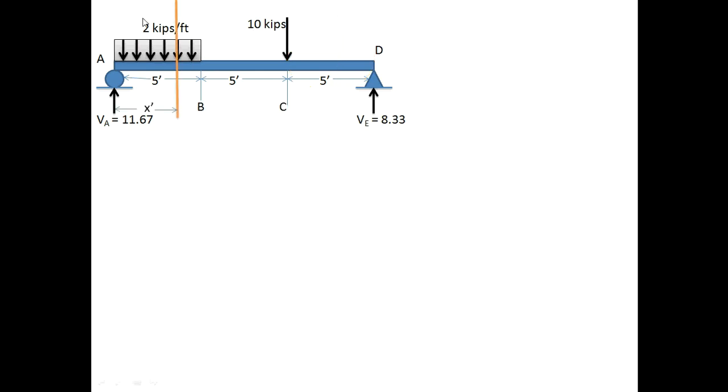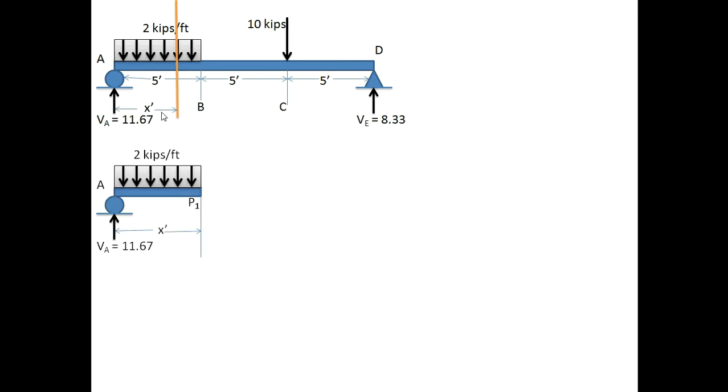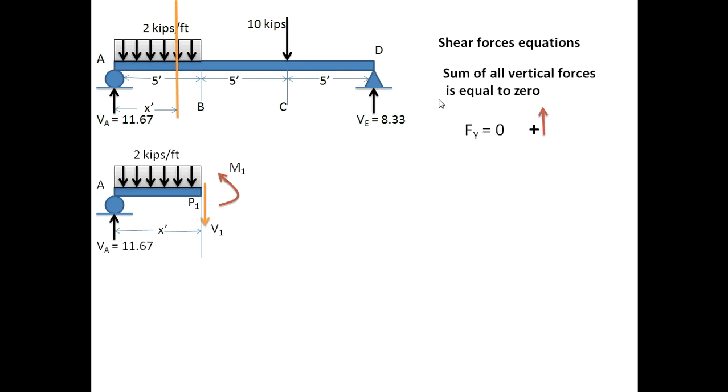First of all, I will make the equation for this region. Cut it from here and take this distance as x. And this is V1, the shearing force acting at this face which we have cut, and this is the moment acting at this face. Shear force equation: sum of all vertical forces equal to 0, and the force acting upward is taken as positive and acting downward is taken as negative.